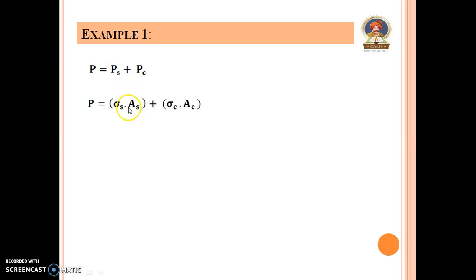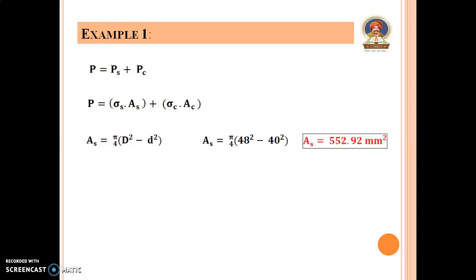First of all, we have to calculate the area for steel. So the equation is A is equal to pi by 4 into capital D square minus small d square. Put the value of capital D and small d. So the equation is pi by 4 into 48 square minus 40 square. So area for steel is 552.92 mm square.